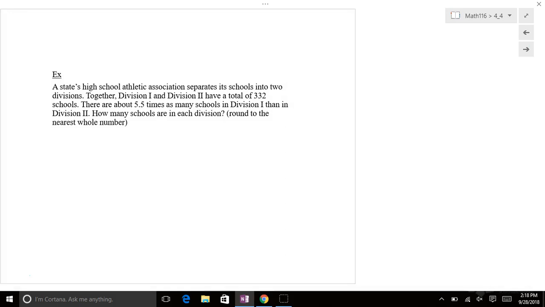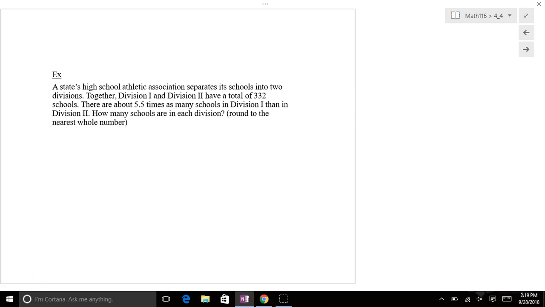So here's an example. States High School Athletic Association separates its schools into two divisions. Together, Division 1 and Division 2 have a total of 332 schools. There are about 5.5 times as many schools in Division 1 than in Division 2. How many schools are in each division? So, number one, what are the givens? Well, the givens are that there's a total of 332 schools and 5.5 times as many in D1 than in D2. And our unknowns are the number of schools.